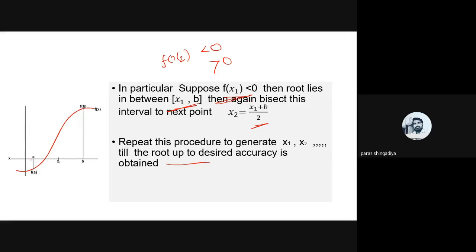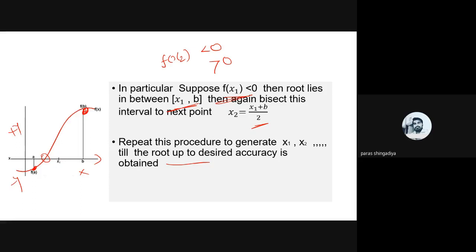Here A and B, two points, are mentioned arbitrarily, that is a positive x and a negative y. At point A, f of A is negative, this is a negative y here. And at B, f of B is positive. This is one graph of f of x, and we have to predict this value. So first consider the average, A plus B by 2. So get x1, check f of x1.